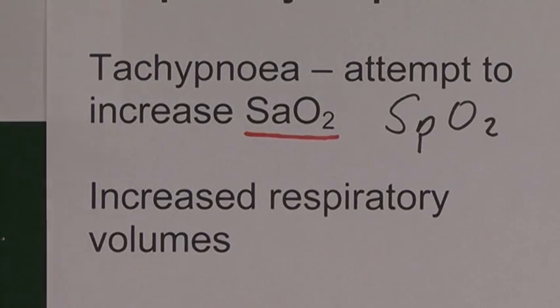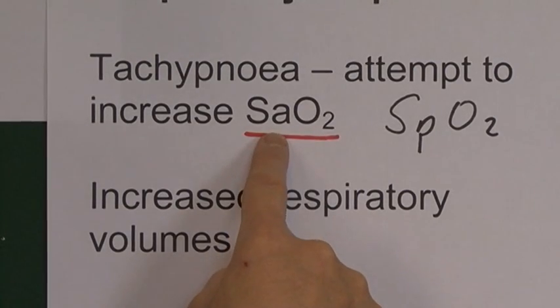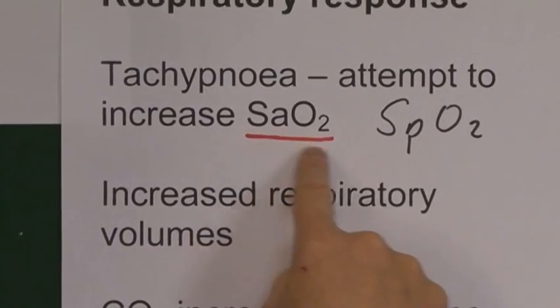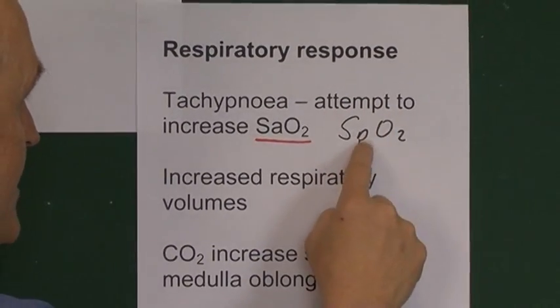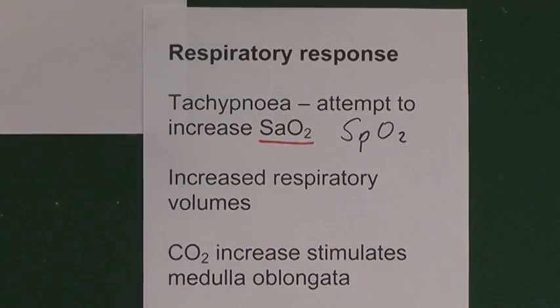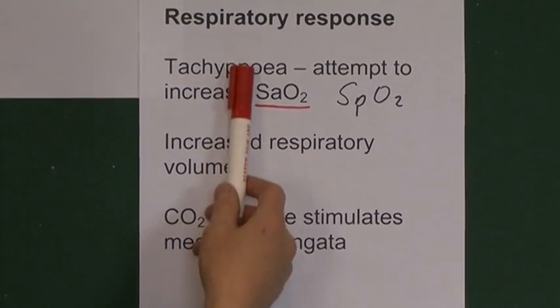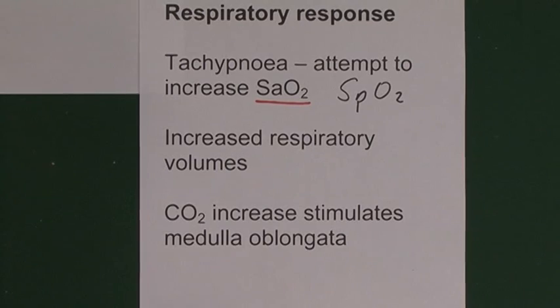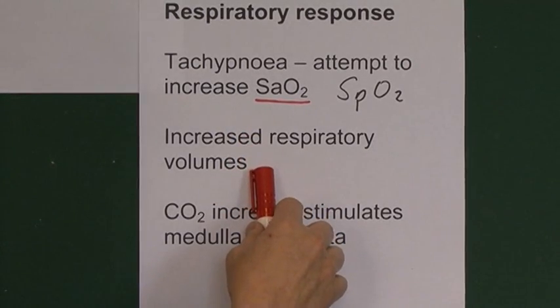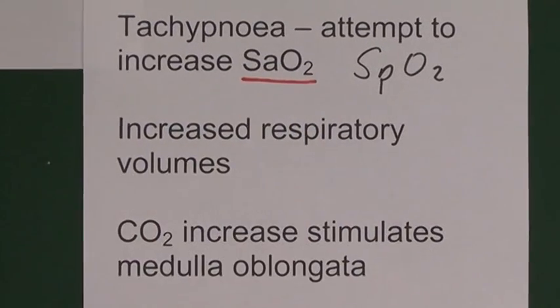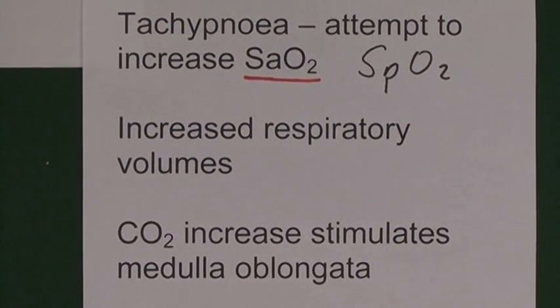So the rapid breathing is an attempt to increase the oxygen saturation of the arterial blood, and we often measure that peripherally using O2 sats equipment. The rapid breathing, the increased rate of breathing, will increase respiratory volumes. More oxygen is going in and out of the lungs to increase arterial oxygen saturations.